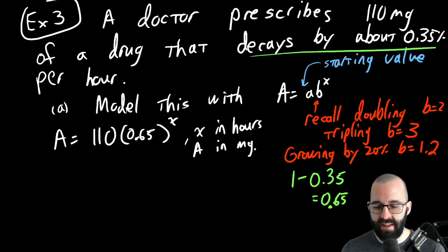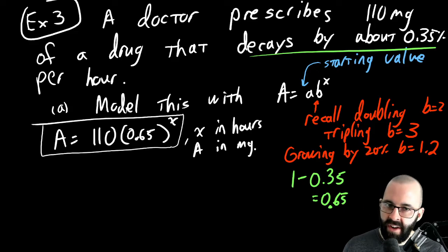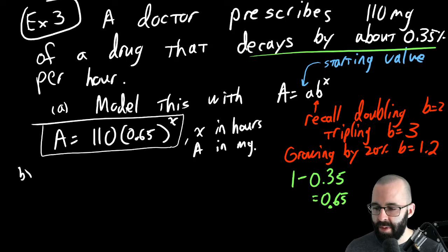And you can't simplify this anymore. That's our answer to part A. Lose 35% means we retain 65%, and that's how we find our B value. Let's do part B.